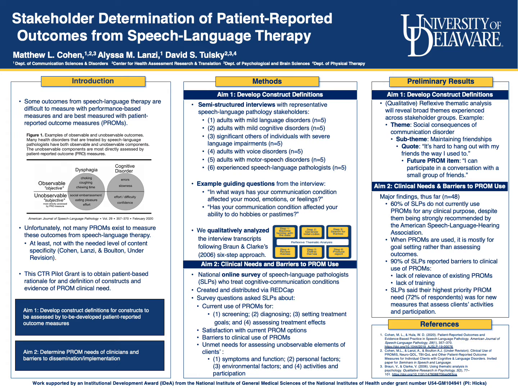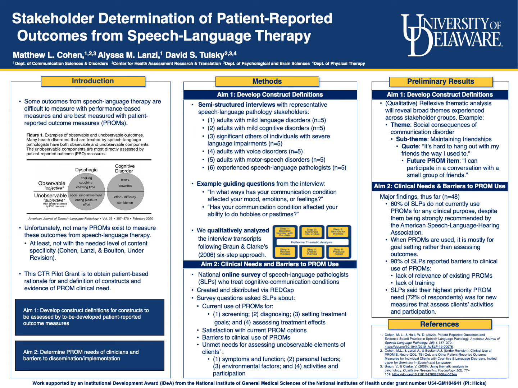So the two aims of this CTR grant are, one, to develop construct definitions for constructs that will be measured by future patient-reported outcomes measures that we'll develop, and two, to determine exact clinical needs of clinicians as well as barriers to dissemination and implementation in clinical practice.